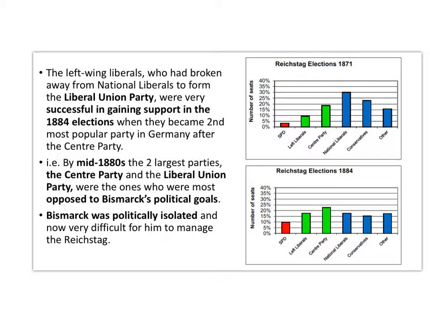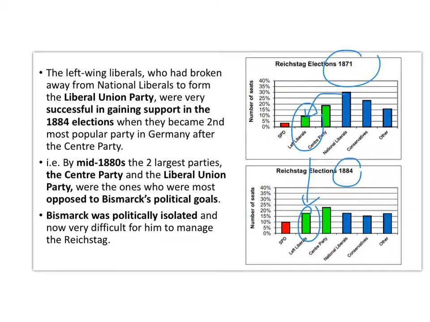So, the left-wing Liberals who'd broken away to form the Liberal Union Party were therefore very successful. They were actually gaining more and more support. So from the 1871 elections, by 1884, they've become quite an influential group in politics. There had been a party on the left of politics before the National Liberals split, and basically what happened when the National Liberals split is the breakaway group joined that party and they became the Left Liberals, if that makes sense.